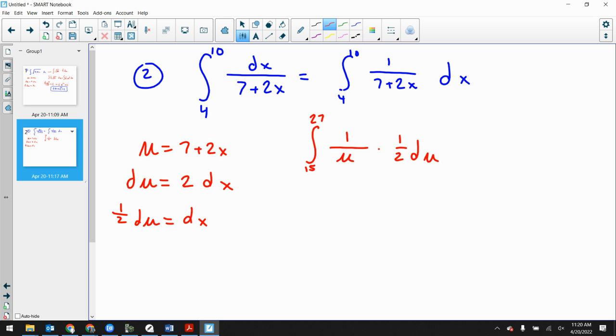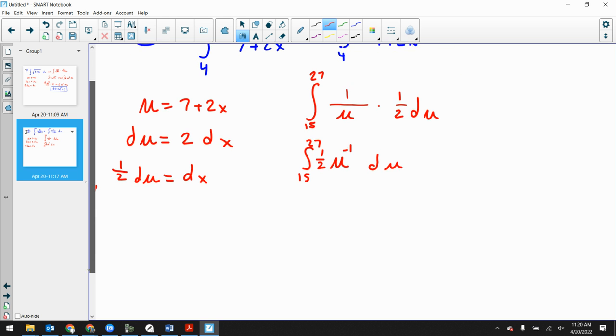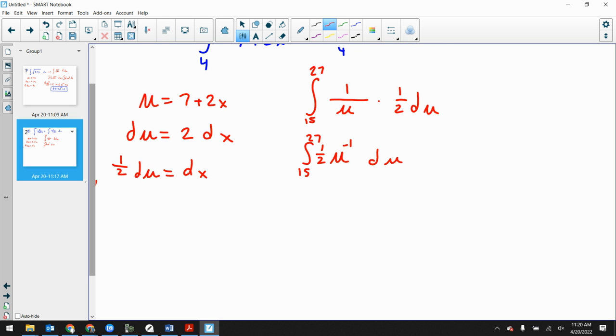Okay, so just manipulating it down a little bit. Again, this is from 15 to 27 of u to the negative 1. And I'll put this 1/2 in front. 1/2 u to the negative 1 du. All right, now at this point, I can find the antiderivative. 1/2 of, what's the antiderivative of u to the negative first? Ln of u. Absolute value. But when I go to plug it in, they're both positive, so that's not going to matter. 1/2 ln u. Now, do I need my plus c? No. I don't because this is a definite.